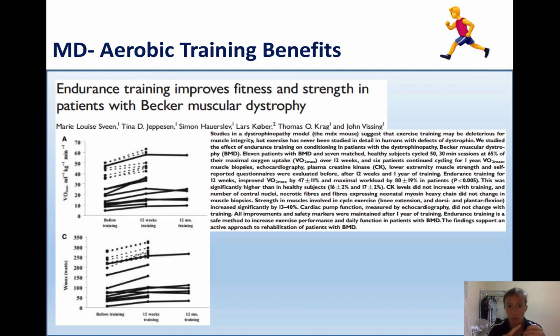What else have we got? Strengthening of muscles involved in the cycle exercise: your knee extensors, dorsi and plantar flexors increased significantly by 13 to 40%. Looking at cardiac pump function, there weren't any significant changes observed there, but obviously a whole host of improvements. Again, this highlights that there is potential for exercise training in these patients when applied appropriately and safely, and the few patients that continued for the year showed that the improvements and the safety markers were maintained at that year point as well, which is really promising.